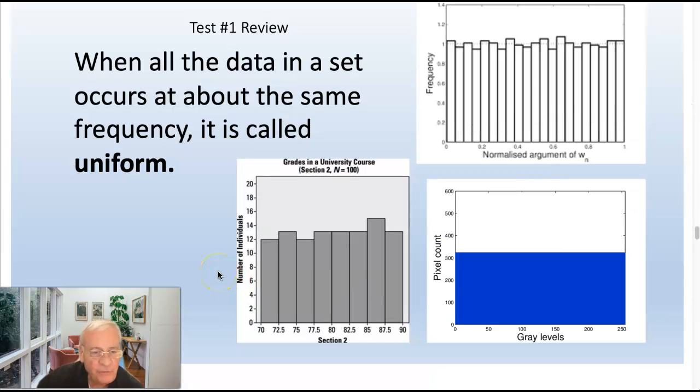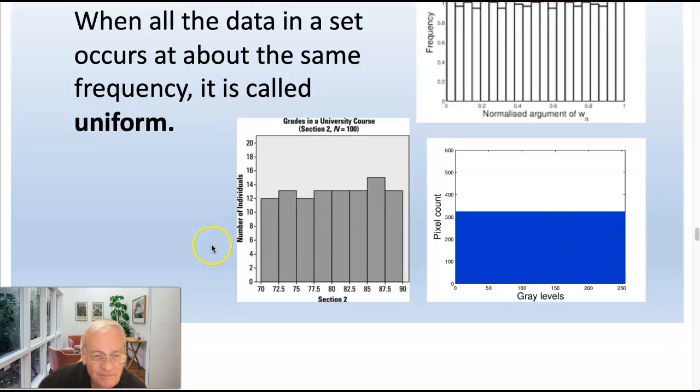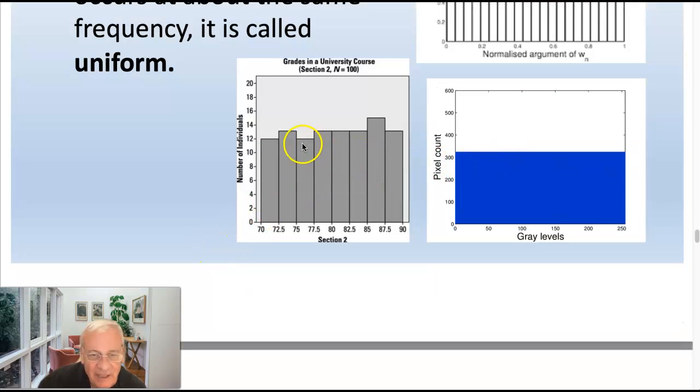Again, we talked about uniform. That's when we rolled one dice. All the data in the set occurs at about the same frequency. It's almost a straight line across the top. It doesn't have to be perfect, guys, but you need to understand this is not a normal distribution. It's not bimodal. So you can recognize what that is. It's not always perfect.